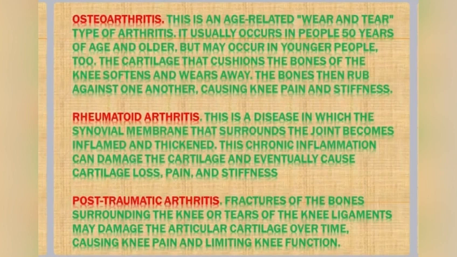Rheumatoid arthritis. This is a disease in which the synovial membrane that surrounds the joint becomes inflamed and thickened. This chronic inflammation can damage the cartilage and eventually cause cartilage loss, pain, and stiffness. Post-traumatic arthritis. Fractures of the bones surrounding the knee or tears of the knee ligaments may damage the articular cartilage over time, causing knee pain and limiting knee function.